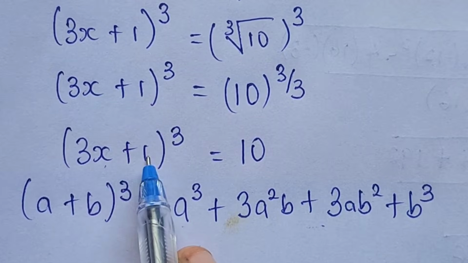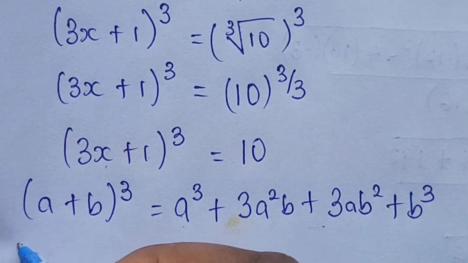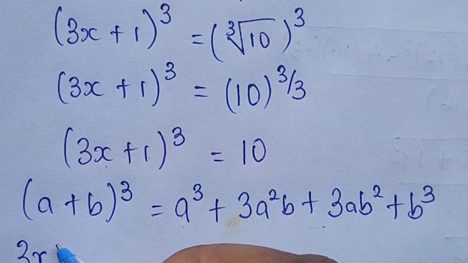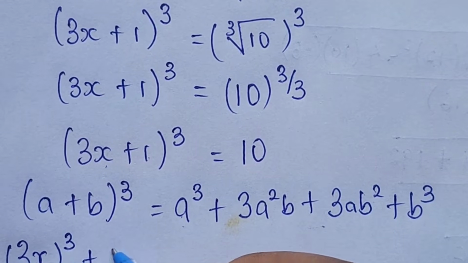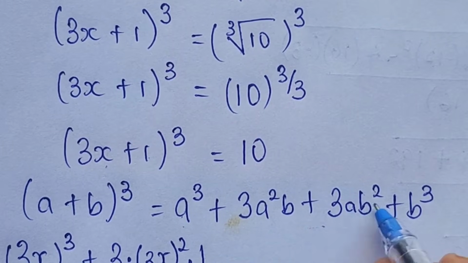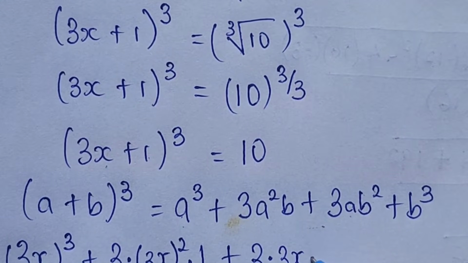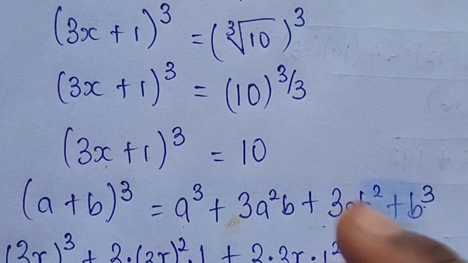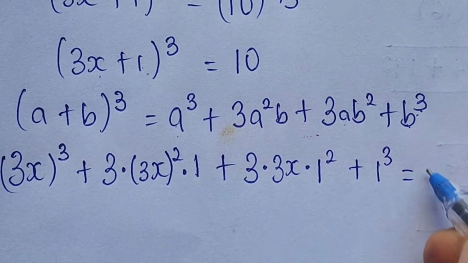Our (3x plus 1) becomes, we have a cubed, which is (3x) to the power of 3, plus we have 3 times (3x) squared times 1, plus 3 times our a, which is 3x, times 1 to the power of 2, plus we have b cubed. Our b cubed is 1 to the power of 3, and it's all equal to 10.